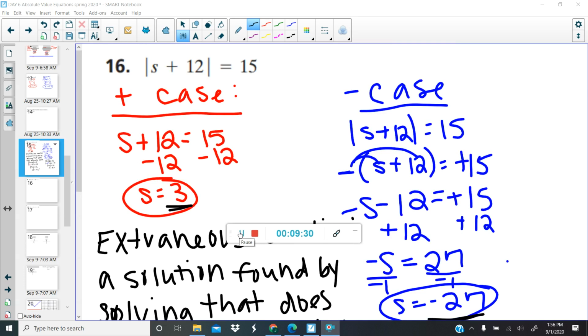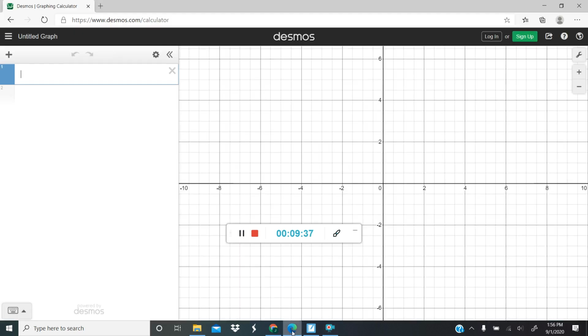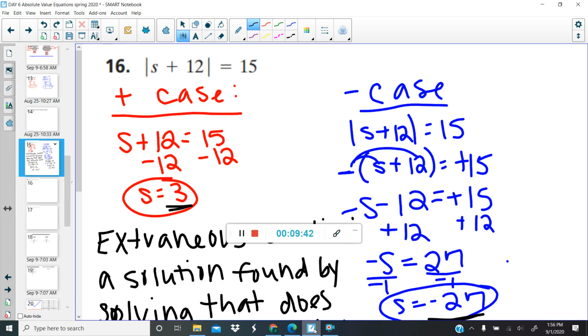And the other way to check for extraneous solutions or to double check and make sure that your answers are correct is going to be by graphing. So I pulled up Desmos, and essentially the way that you're going to want to graph these is you're going to use the equal sign as like a barrier, and you're going to put what is on one side of the equal sign as one equation and what's on the other side of the equal sign as another equation. So I need for one equation to be y equals the absolute value of s plus 12, and the other equation to be y equals 15.